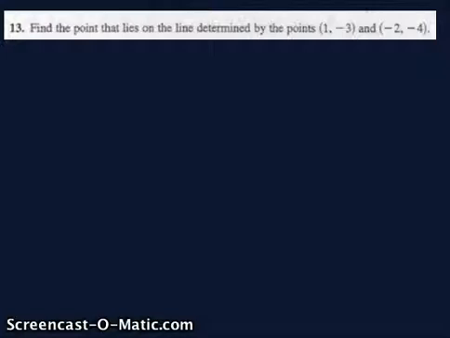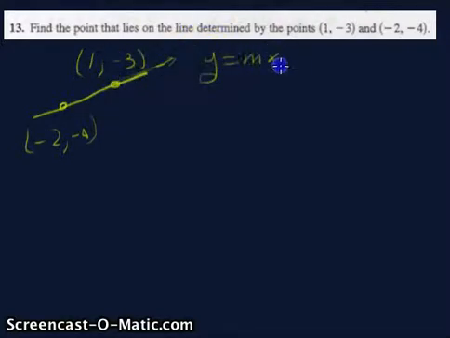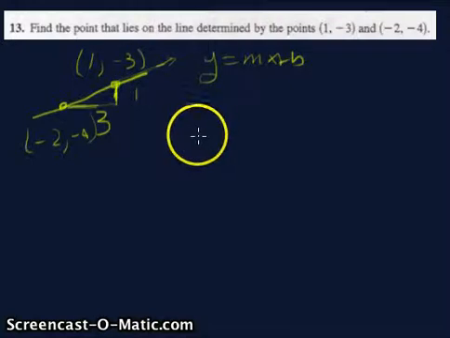13. Find the point that lies on the line determined by the points given. Okay, so here we go. We have a line, and there are two ordered pairs on the line. Here's one, (-2, -4). Here's another one, (1, -3). Well, the answer choices ask us to find a point that lies on the line. Now we could develop the formula for the line, and then plug in values. But if we realize that the x is changing by 3 and the y is changing by 1, okay?